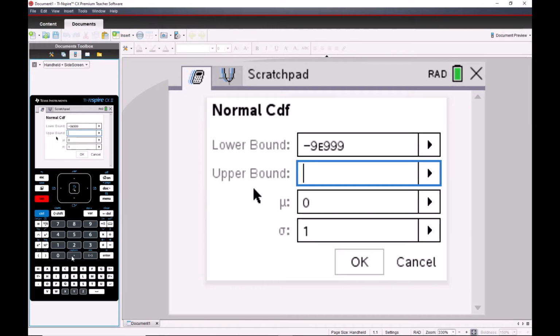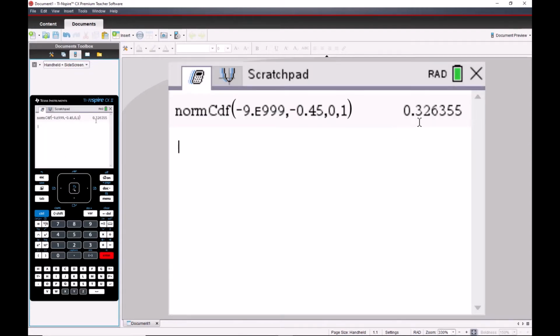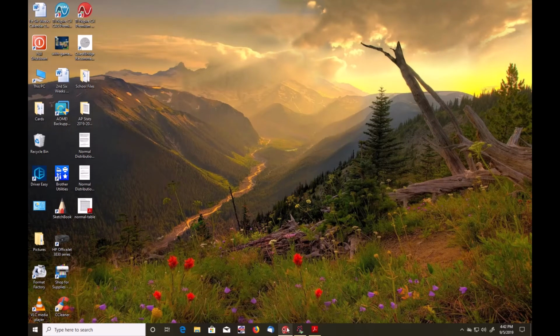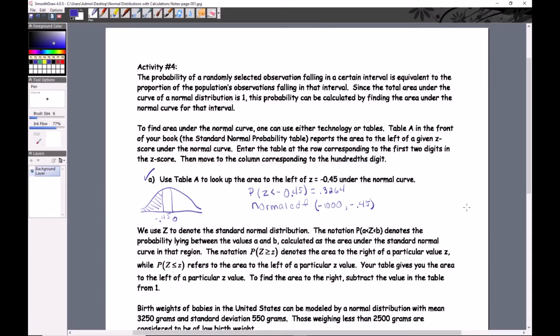And your upper bound was negative 0.45. You are in a standard model. See the 0 for the mean and the 1 for the standard deviation. So you only need to hit OK. There it is, 0.326. And if you round it, that will be 4. All right, so good deal. Let's go ahead and put that in here. So that'll be the exact same thing, 0.3264.